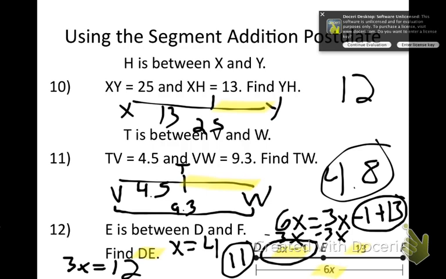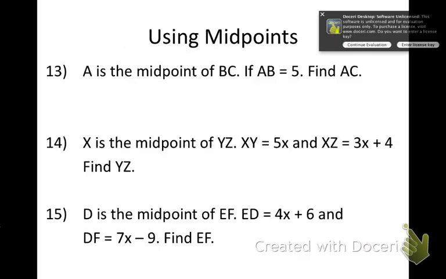Some of you, maybe. All right. Last one here. Last slide. Now we're going to talk about midpoints. Okay, we're going to talk about midpoints.